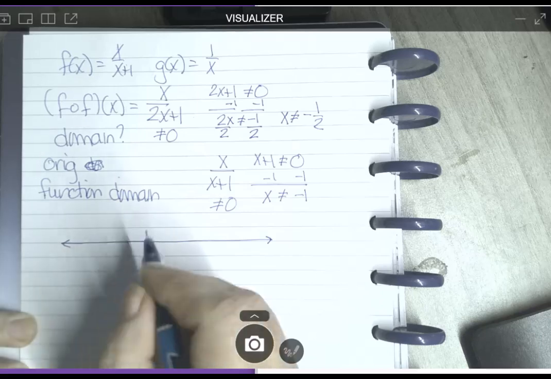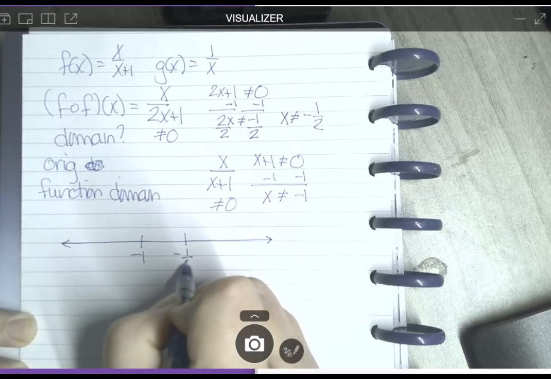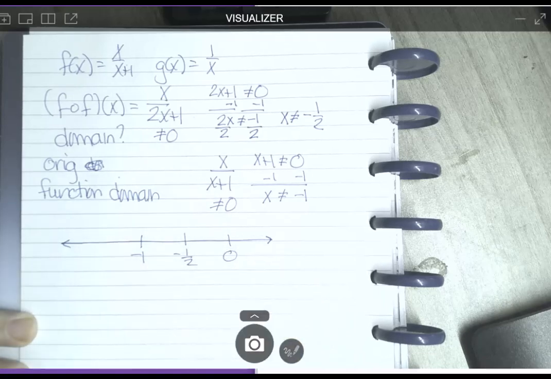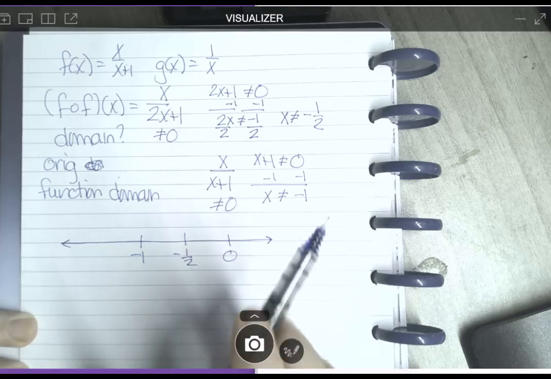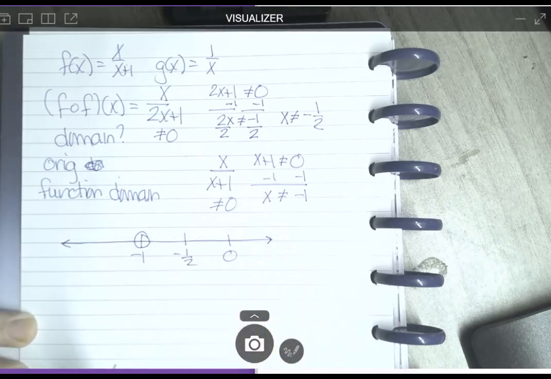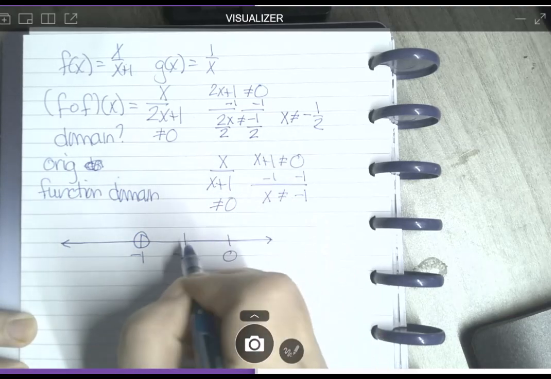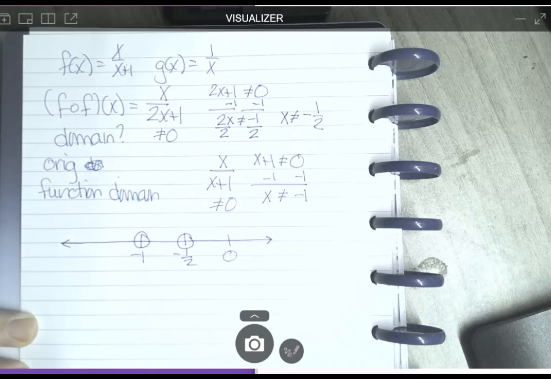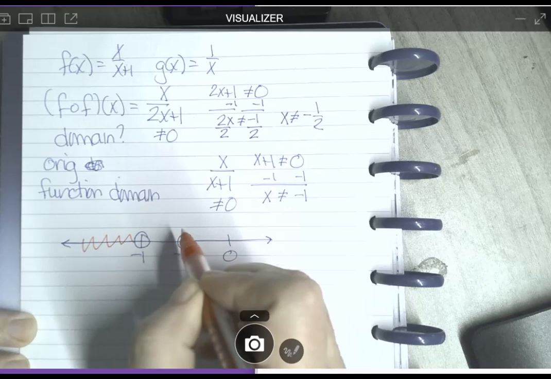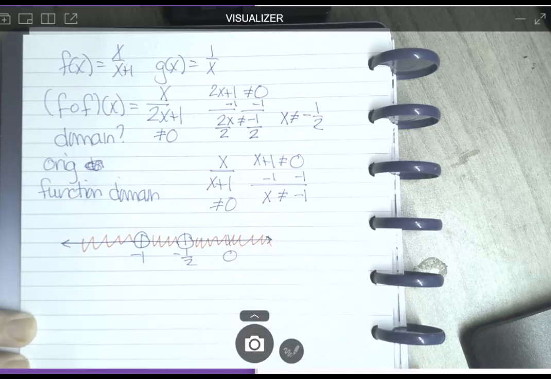I'm going to put in negative 1, negative 1/2. I'm going to put a 0 in there just so we kind of see where we are on the number line. So x cannot equal negative 1, so I'm going to put an open circle there. X cannot equal negative 1/2. I'm going to put an open circle there. But it could be anything else, right? It could be anything here, anything all the way that way.